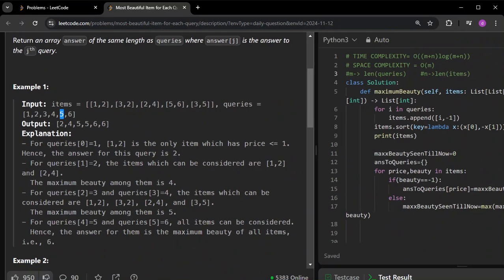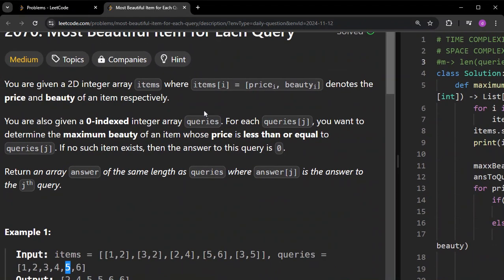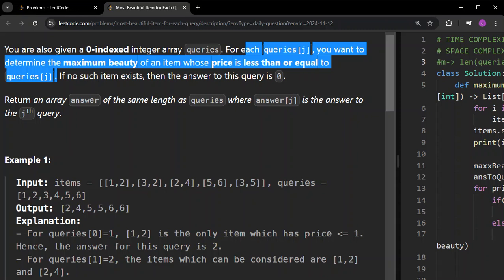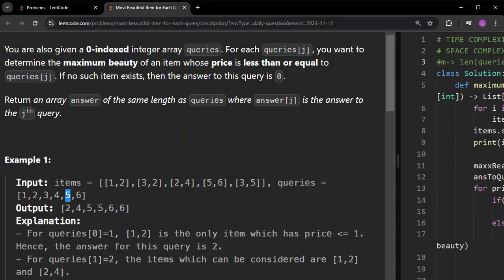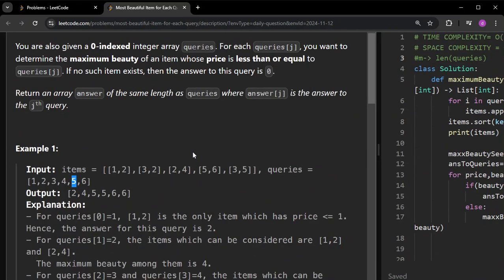That is what the question is. We'll see multiple examples, but just understand the question first. For each queries[j], you want to determine the maximum beauty of an item whose price is less than or equal to queries[j]. That is, if I pay this much price, what is the most beautiful item that I can get? The price of the item must be less than or equal to this particular element. For example, for 5, the price of the item should be less than or equal to 5, but I want the most beautiful item in this range.